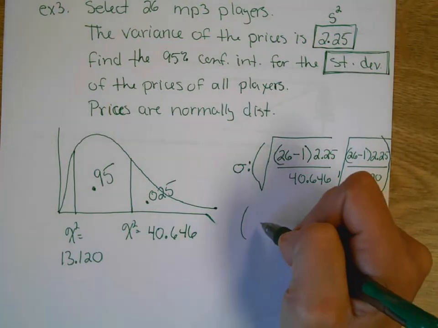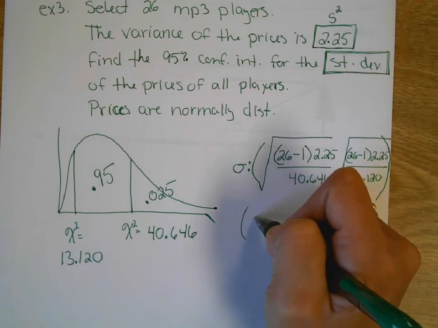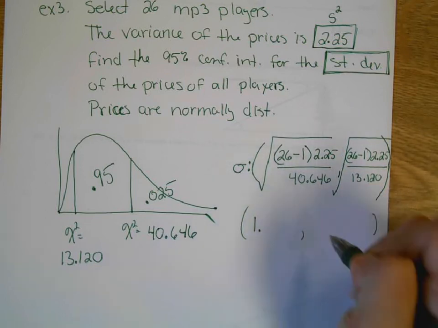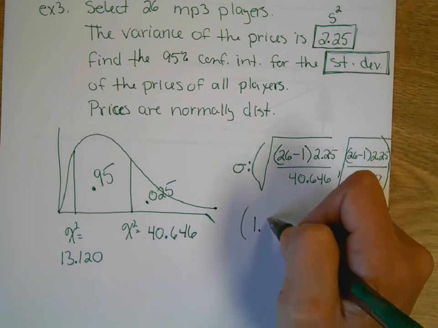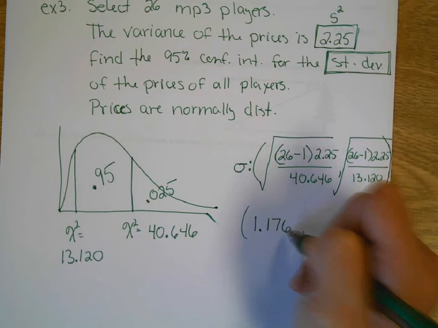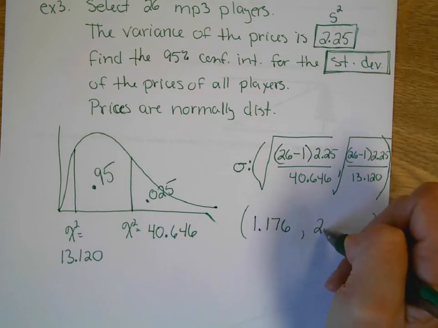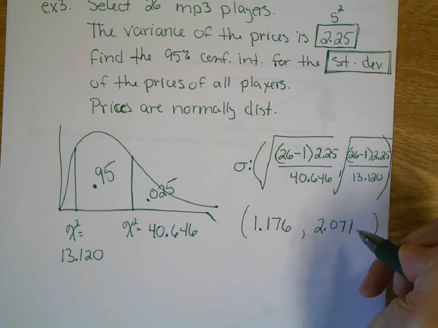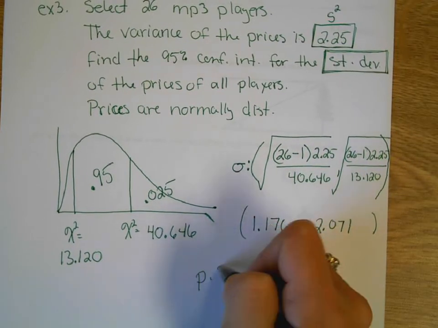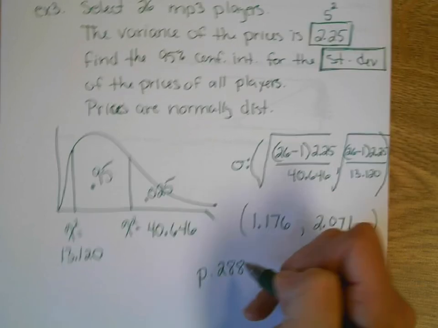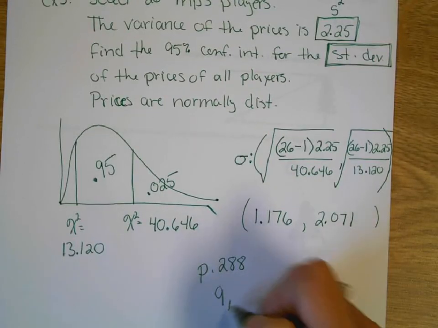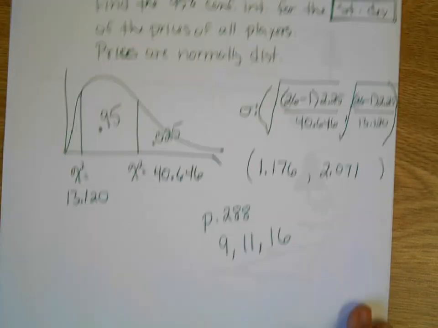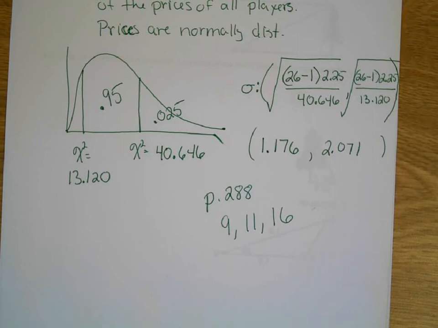Okay, what are you coming up with down here? Good one. 1.76, and 2.071. There you go.